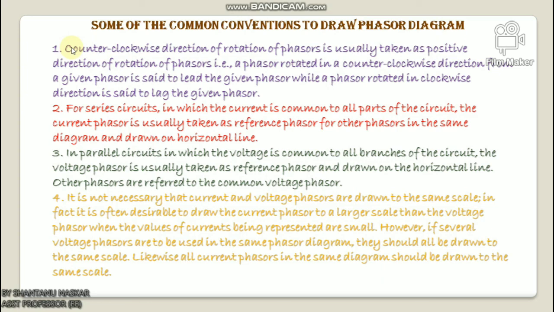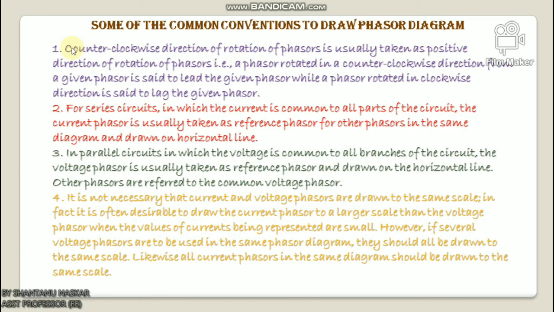Number 2, for a series circuit in which the current is common to all parts of the circuit, the current phasor is usually taken as the reference phasor for other phasors in the same diagram and drawn on a horizontal line. Number 3, in a parallel circuit in which the voltage is common to all branches of the circuit, the voltage phasor is usually taken as the reference phasor and drawn on the horizontal line. Other phasors are referenced to the common voltage phasor.